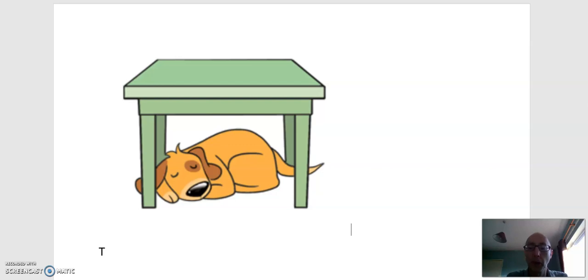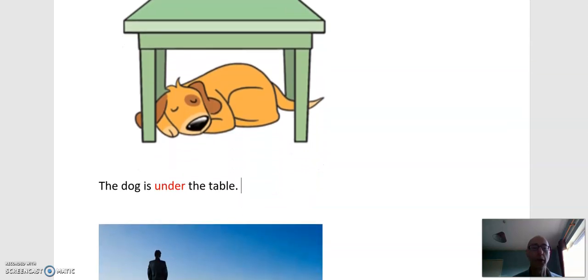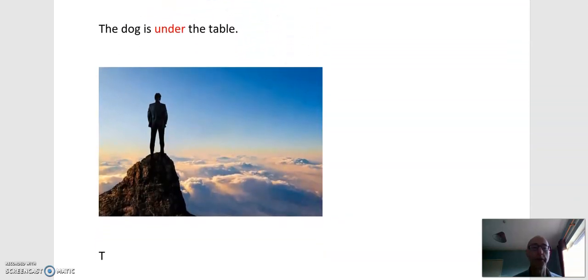So the first picture we can look at, we can see there's a dog. Where is the dog? Very simple. The dog is under the table. That's right, under. Just look at how we spell under. We look at that later.